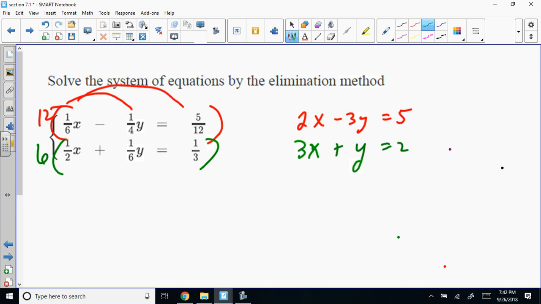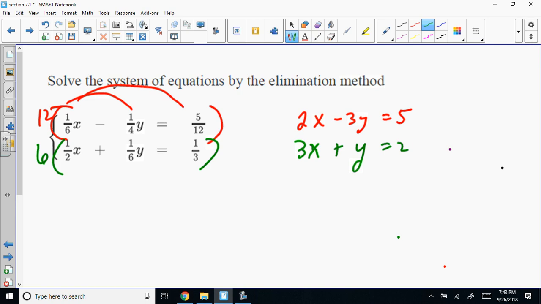Now, how do you want to attack this? Do you want to do your x's or do you want to do your y's? The y is probably the easiest, but I'm going to show you on this one how to do the x's if you have to do a double multiply. Is that okay? So the y is the easiest. Just multiply to get the y to cancel, right? Multiply the bottom by 3, I think. You should be okay.